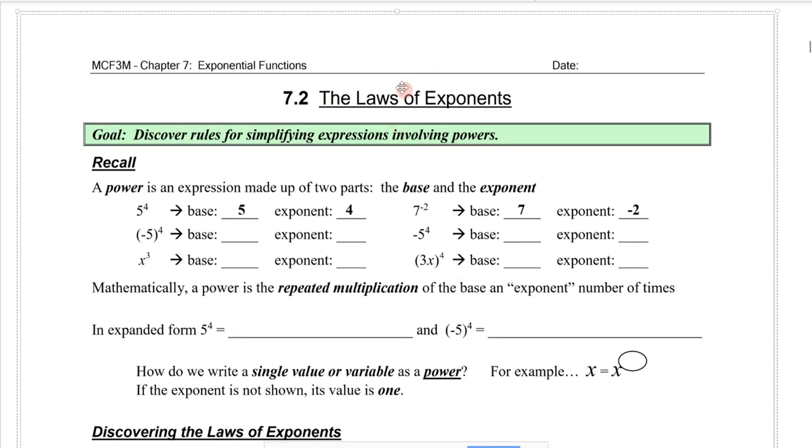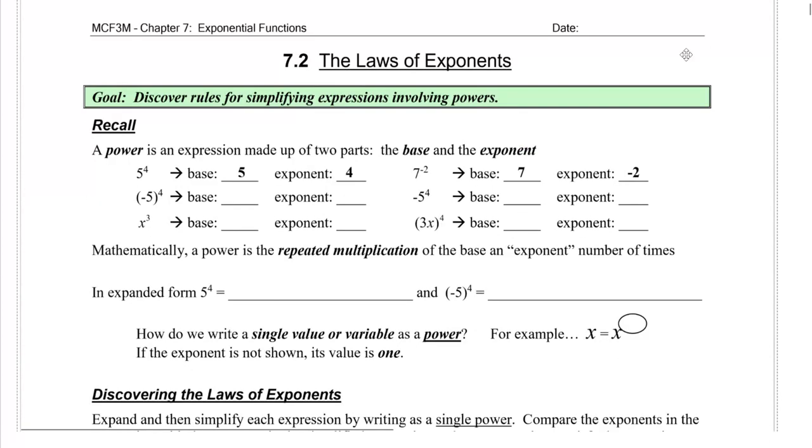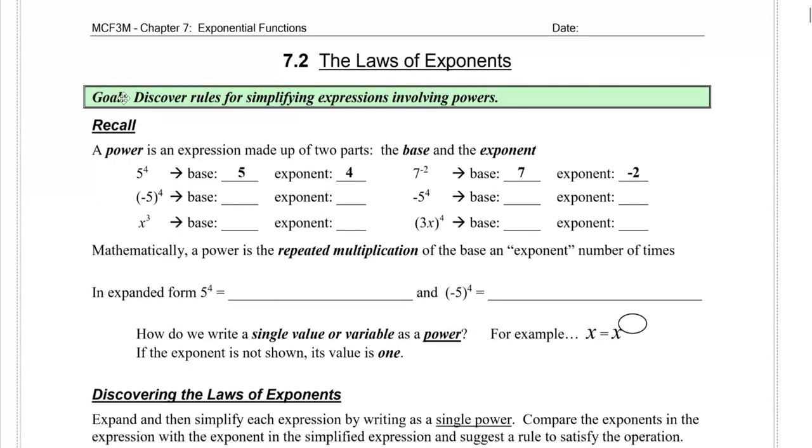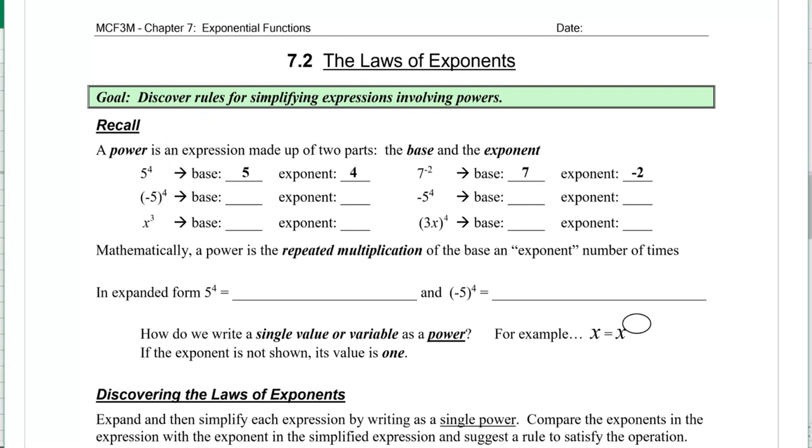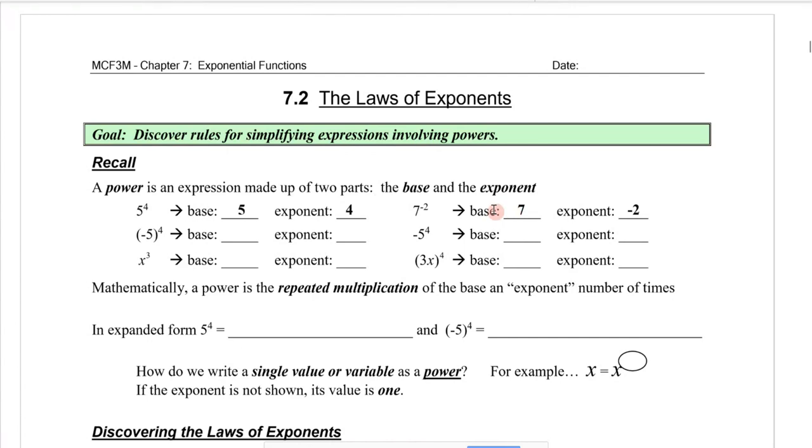7.2 The Laws of Exponents. So the goal here is to discover rules for simplifying expressions involving powers. So let's recall what we see when we talk about a power. A power is an expression made out of two parts, both the base and the exponent.